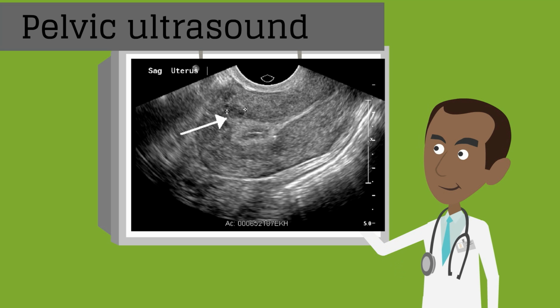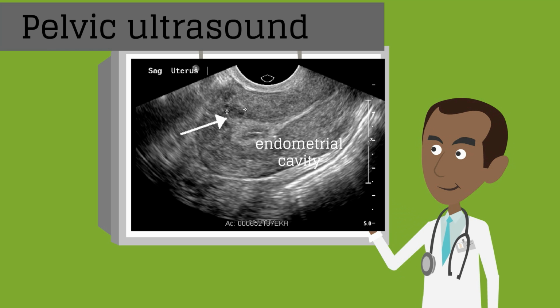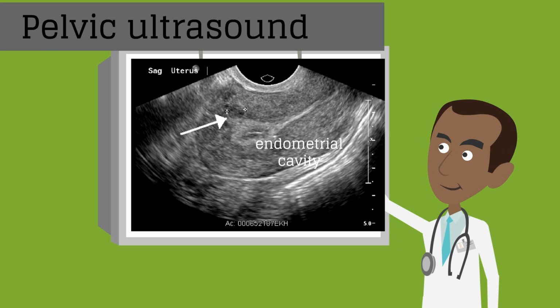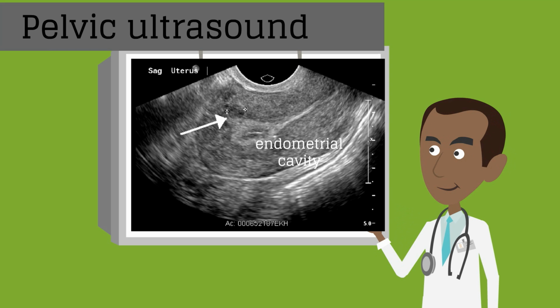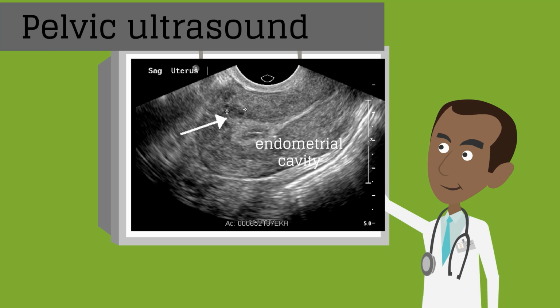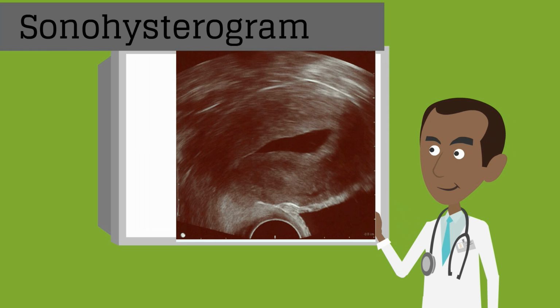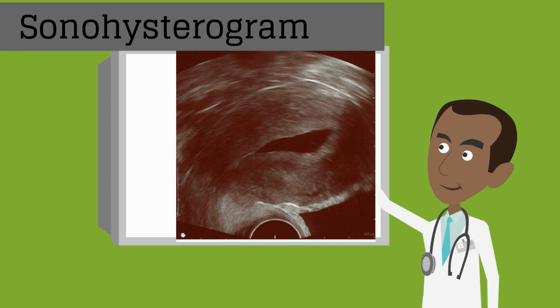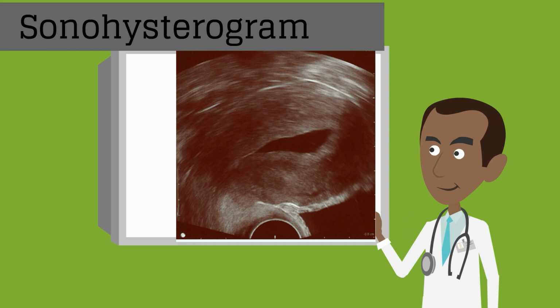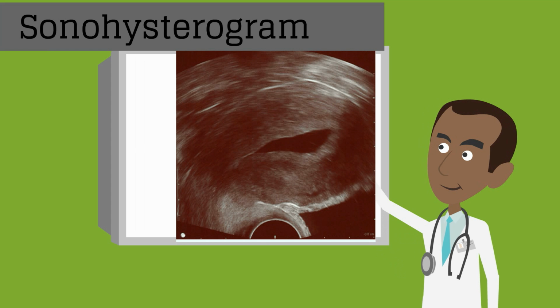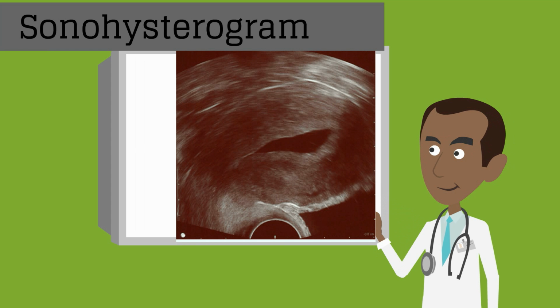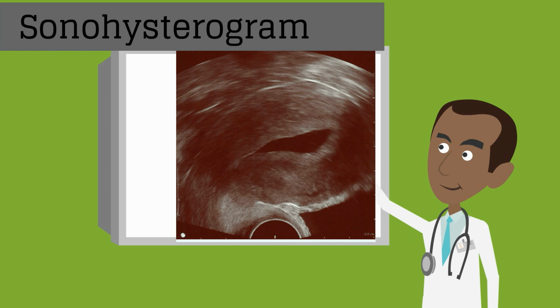Pelvic ultrasound can help quantify the number and size of the fibroids. Here is an ultrasound with a sagittal view of the uterus. The hyperechoic area is the endometrial cavity, and the arrow points to a small intramural fibroid. A sonohysterogram can better visualize the endometrial cavity. Saline is instilled through the cervix into the endometrial cavity, and this image shows a normal, non-distorted cavity.